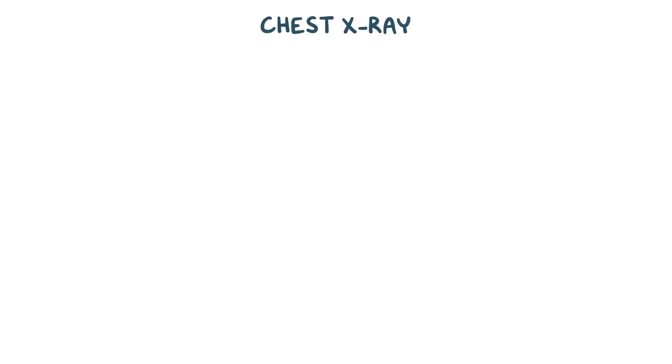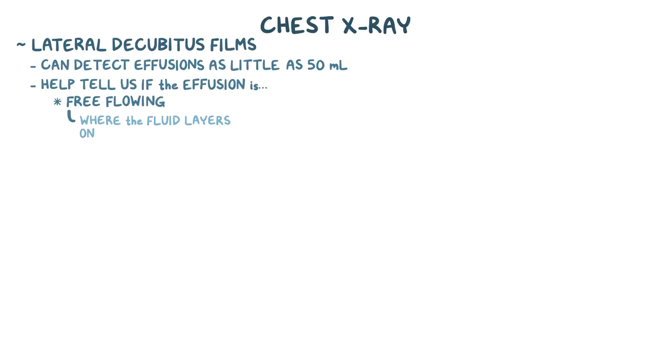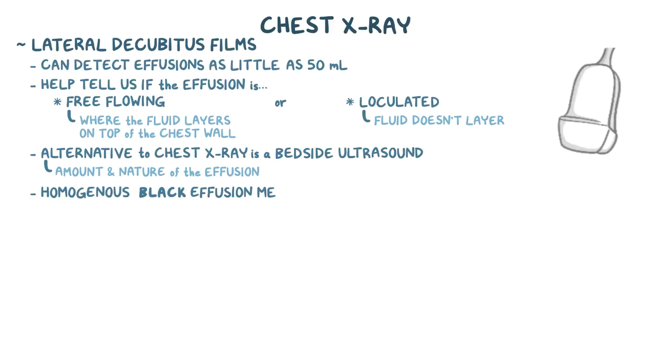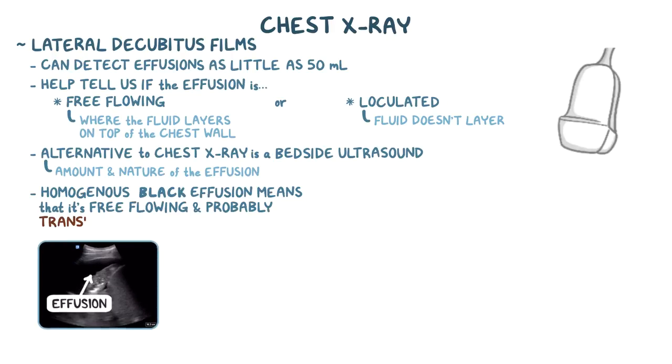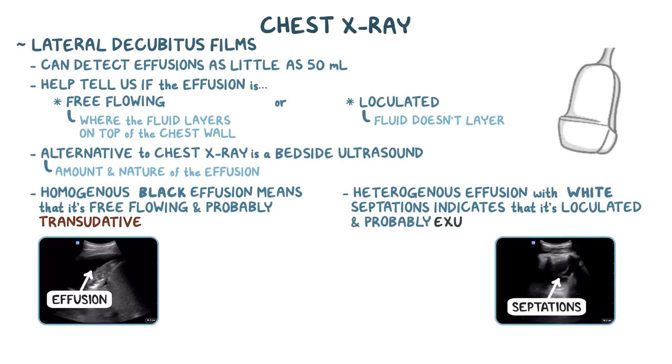Alright, now on the other hand, lateral decubitus films can detect effusions that are as little as 50 milliliters, and also help tell us if the effusion is free-flowing, which is where the fluid layers on top of the chest wall, or loculated, in which the fluid doesn't layer. An alternative to chest X-ray is a bedside ultrasound, and that can help determine the amount and nature of the effusion. A homogeneous black effusion means that it's free-flowing, and probably transudative, whereas a heterogeneous effusion with white septations indicates that it's loculated, and probably exudative.